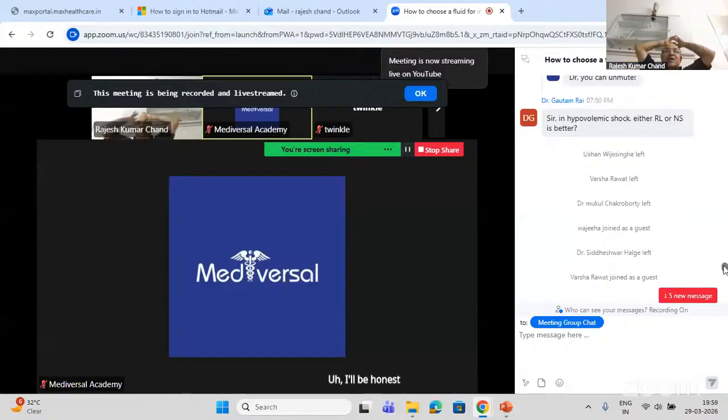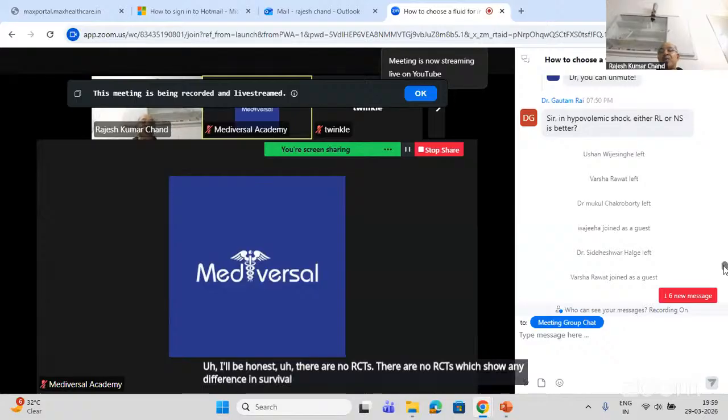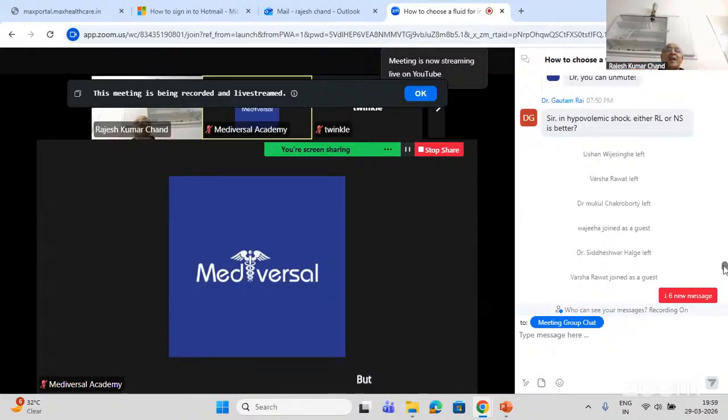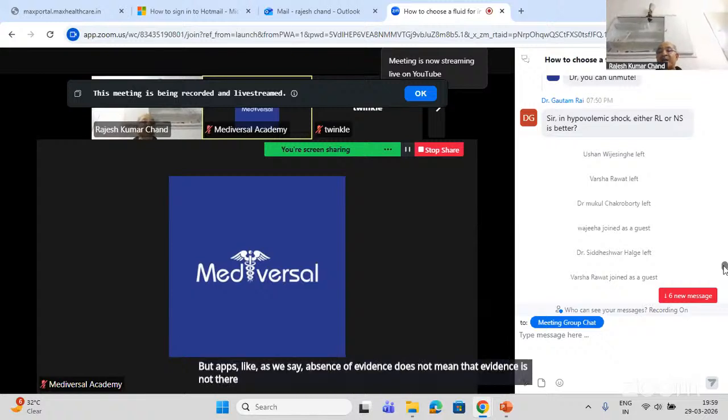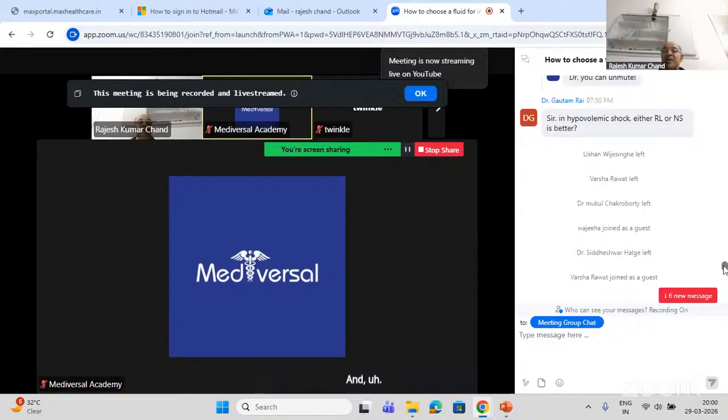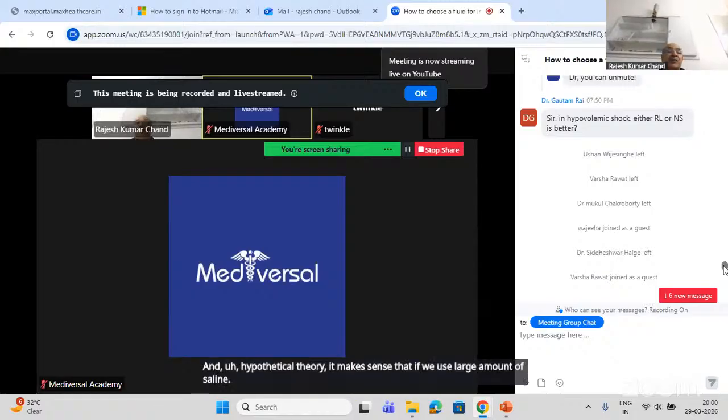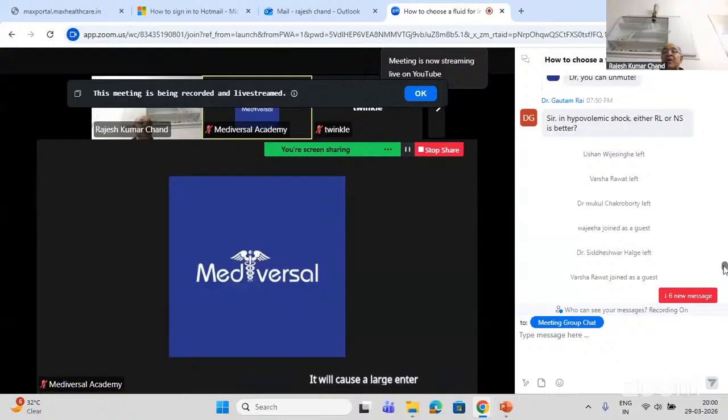I'll be honest. There are no RCTs which show any difference in survival. So if we go by evidence-based medicine, we can use anything: normal saline, Ringer's lactate, or other balanced solutions. But as we say, absence of evidence does not mean that the evidence is not there. We simply have not done enough studies, but intuitively and as per theory, it makes sense that if we use a large amount of saline, it will cause a large extravascular volume expansion.